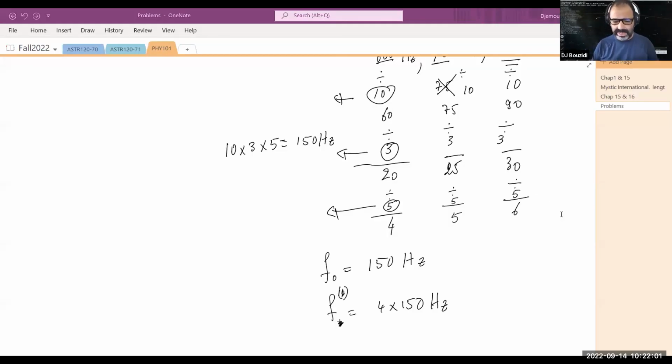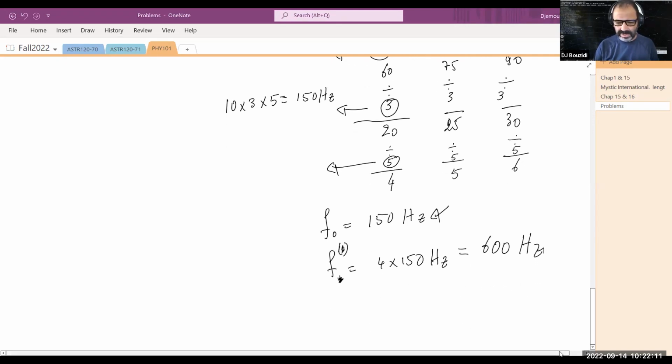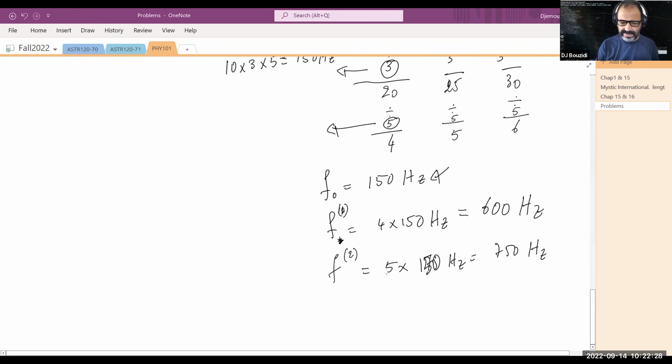So basically, this is the fundamental frequency that we found, which is 150. So the 600 is 4 times the fundamental frequency, and that's why I put the index in here on the first measurement. The second measurement, which happened to be 750, that is 5 times 150. So that's the 5th harmonic, and the 900 hertz is actually 6 times 150.